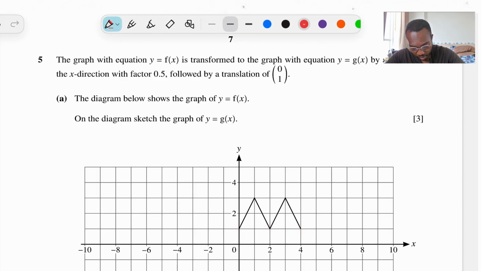So that's the first thing I'm going to do. To do that, it will be like this. So everything has been squished in half like that, okay? And then with that, that is the scale factor of 0.5 done.